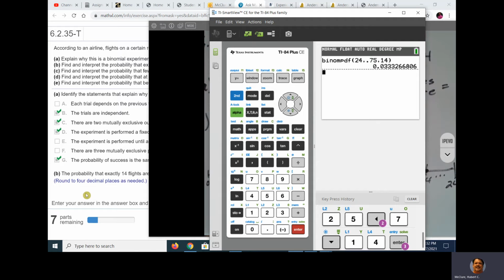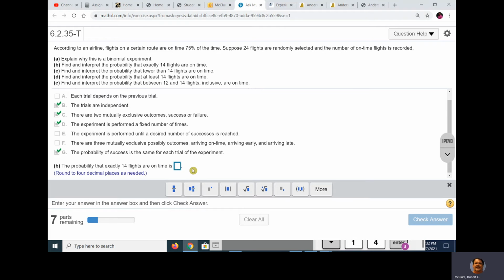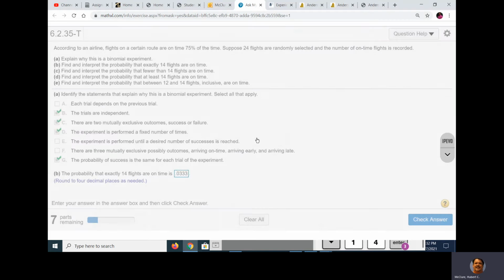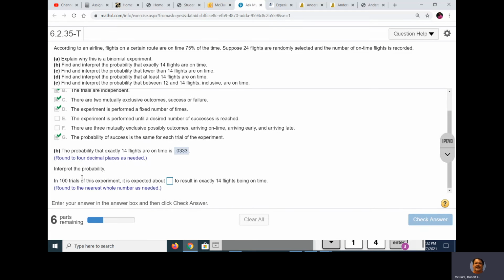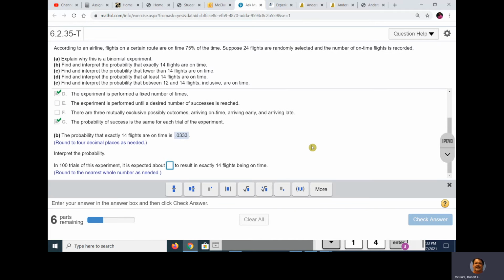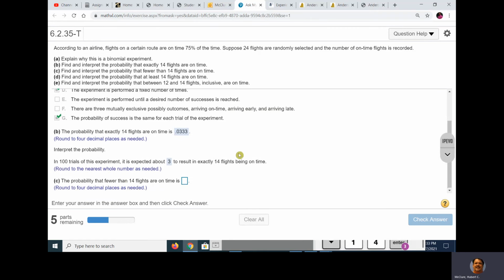Okay, next question. 0.0333. If 100 trials with 0.0333, move the decimal 2 places to the right. That would be 3 flights.